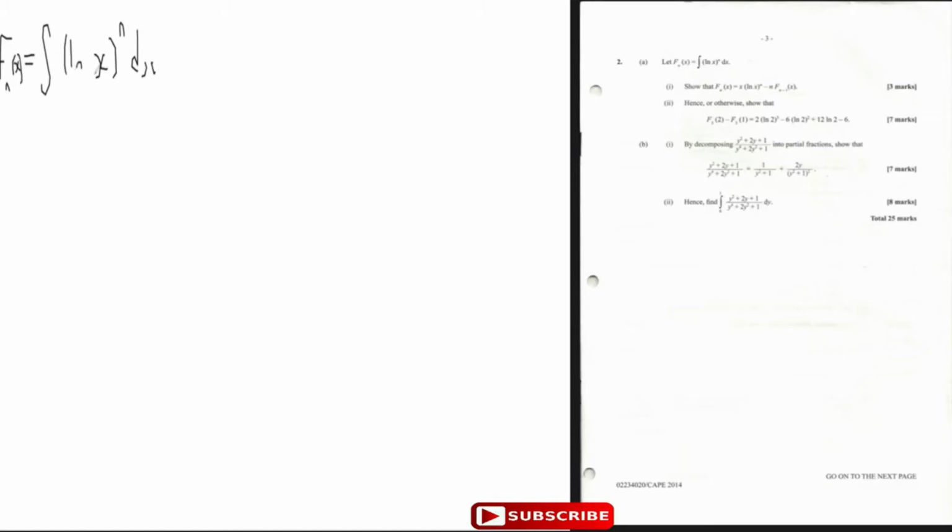And so if you're integrating ln x to the n dx, when you integrate this, what you're going to get is the integral of, you can rewrite ln x to the n as 1 times ln x to the n. And you might say, why did I put that 1 there? That 1 comes there because we're going to be able to use by parts by putting the 1 there, dx.